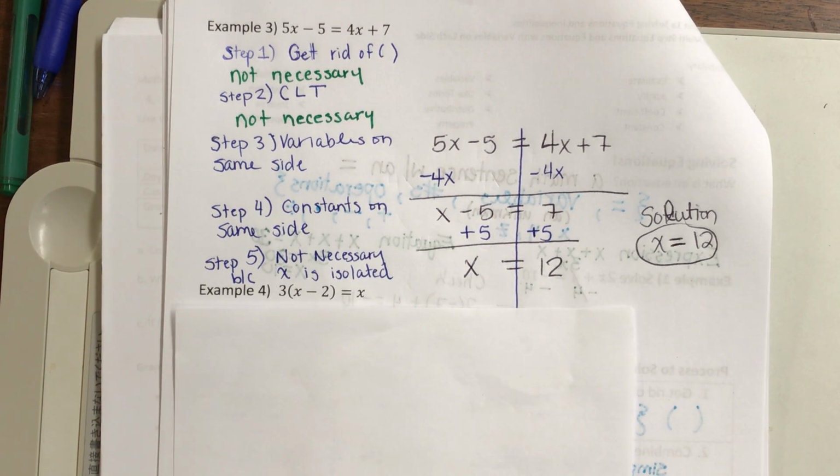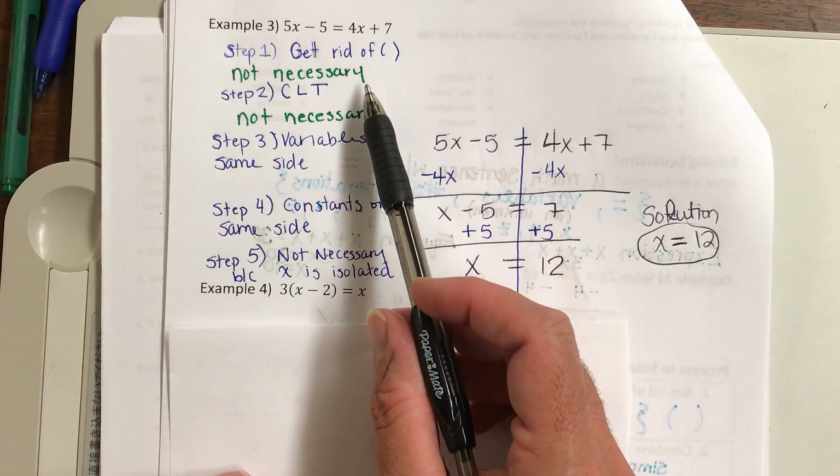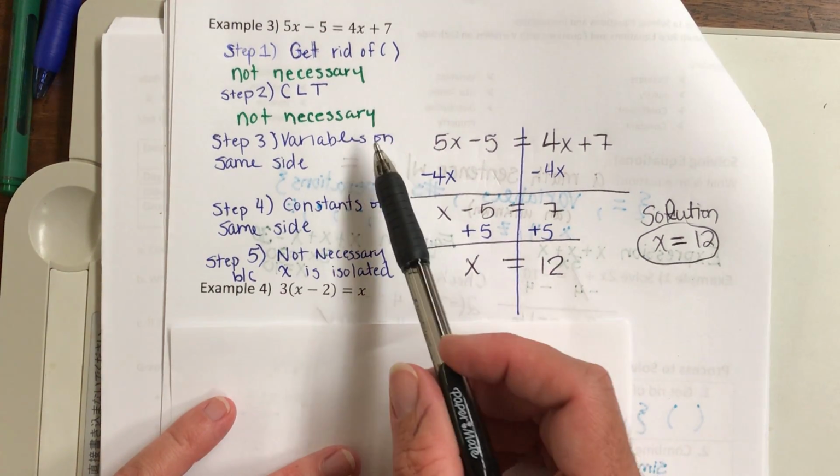So we have one more example that we're going to look at before you try the U-tries. In this example, 3 parentheses x minus 2 is equal to x. We're going to try to go through this without our steps, but as you can see, we've got our steps up here above. First step, look for parentheses, get rid of parentheses.